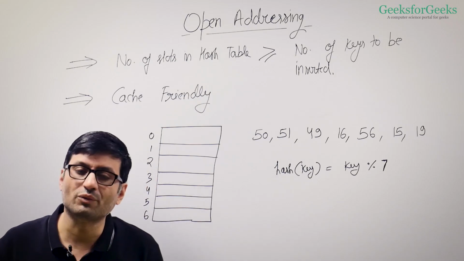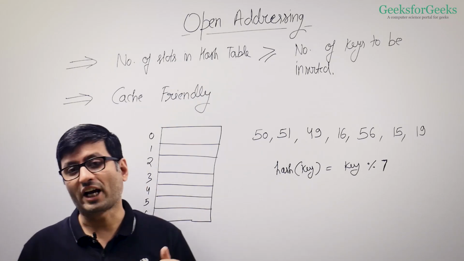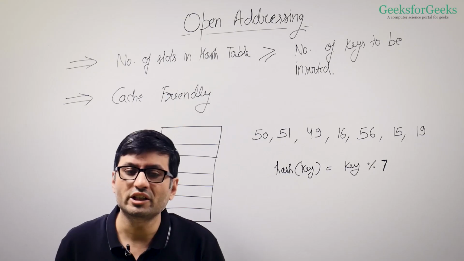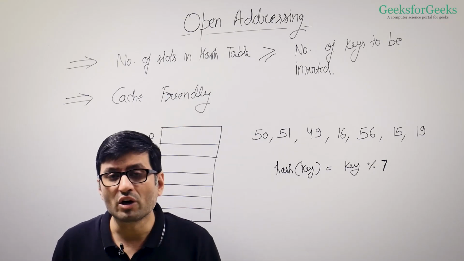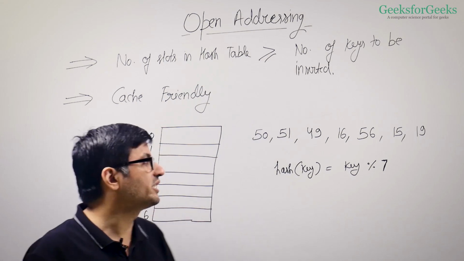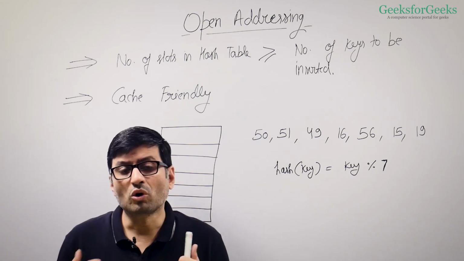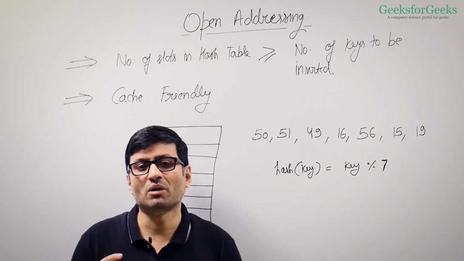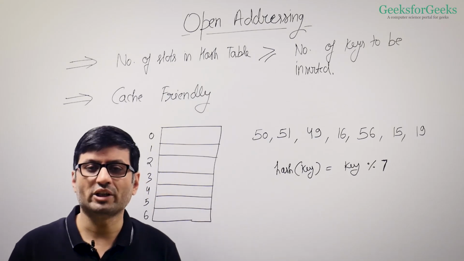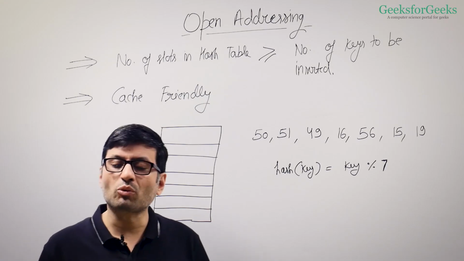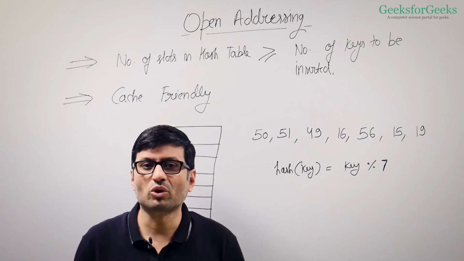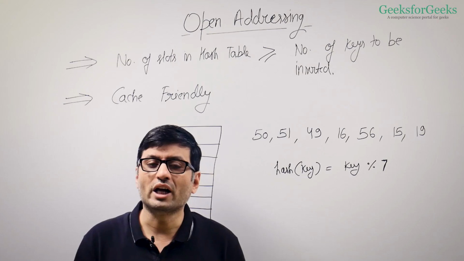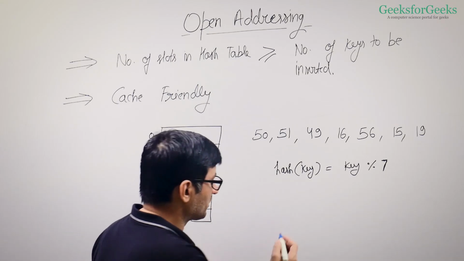What is the advantage of open addressing over chaining? It's cache friendly because you have everything in the same array, so it's more likely to have fewer cache misses. Let's see how this works. One more thing before we talk about the actual example: there are multiple ways of implementing open addressing. One way is linear probing, another is quadratic probing, and one more way is double hashing. In this example, I am going to consider linear probing.